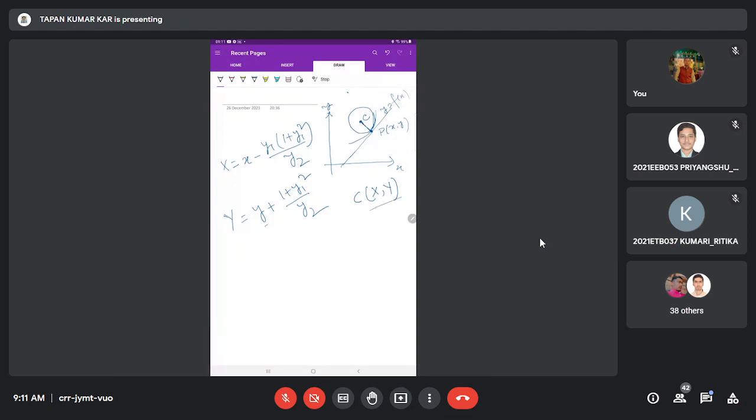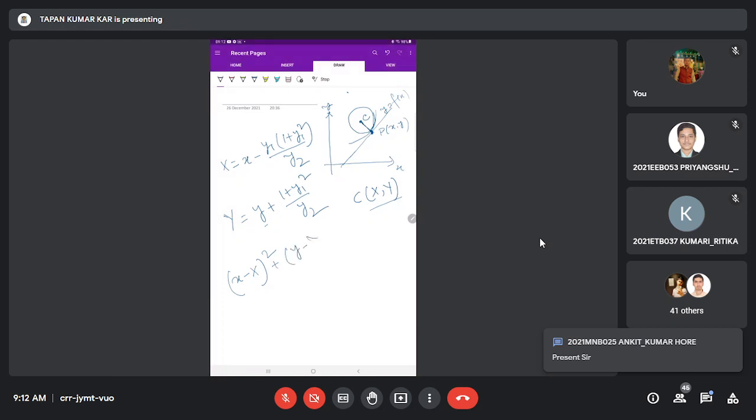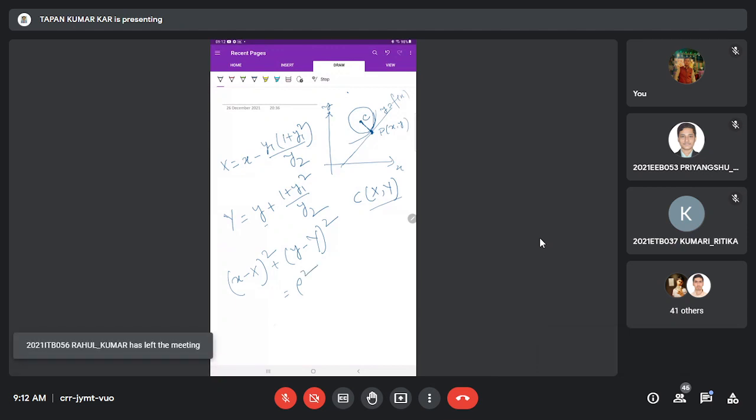This is one thing. Another thing is, what will be the circle of curvature? The circle of curvature at any point P(x, y): x minus capital X whole square, and y minus capital Y whole square, so that equals what? That equals radius square. The radius is the radius of curvature. So this is the circle of curvature.